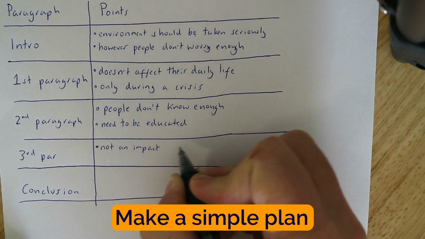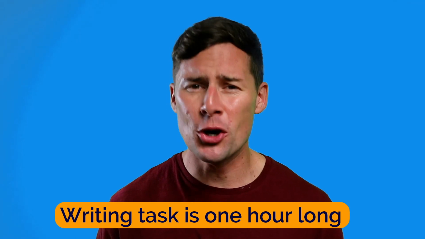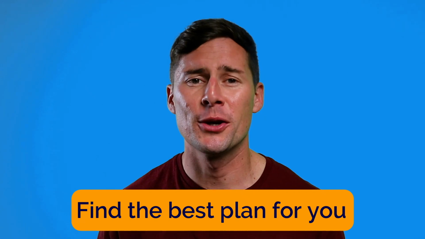It could be a very simple plan, like simply just a list of points you're going to make in each paragraph. However, remember, the writing task is only 1 hour long, so don't spend too much time planning. The key is finding what type of plan works for you in the time available. Okay, let's recap.